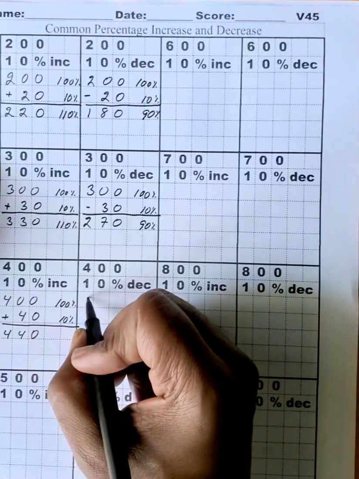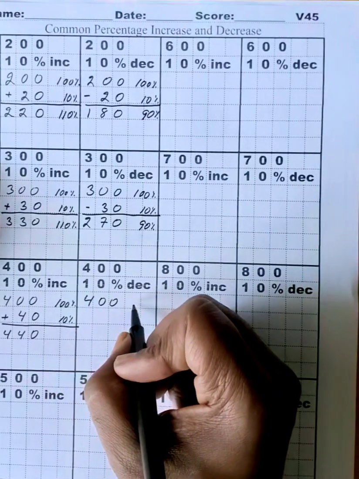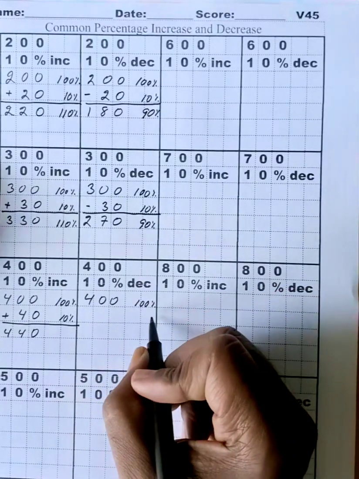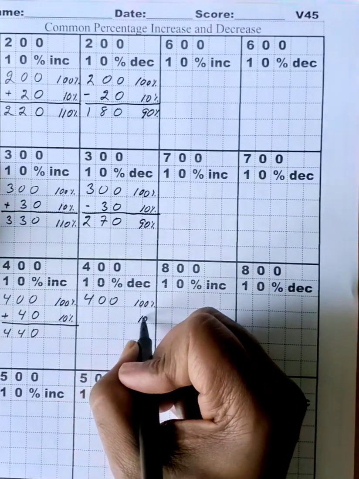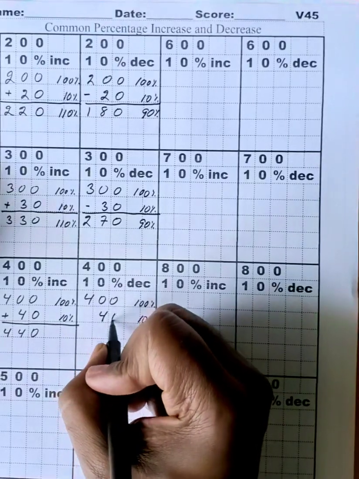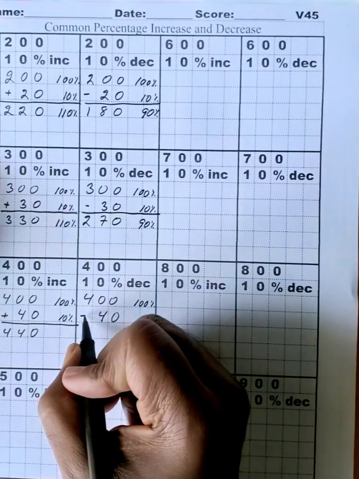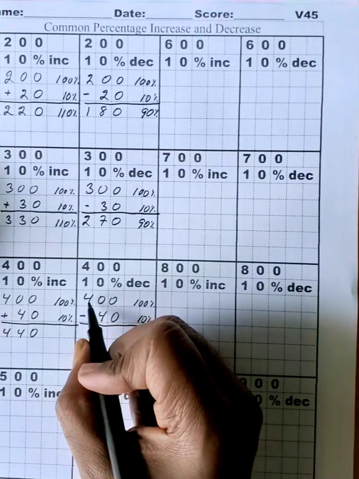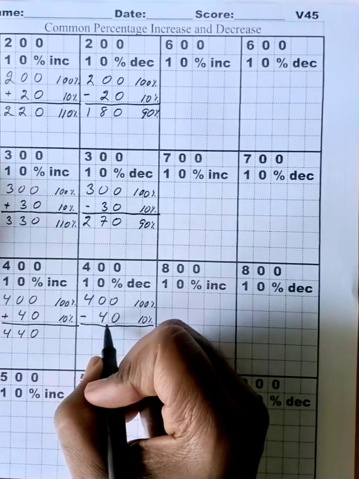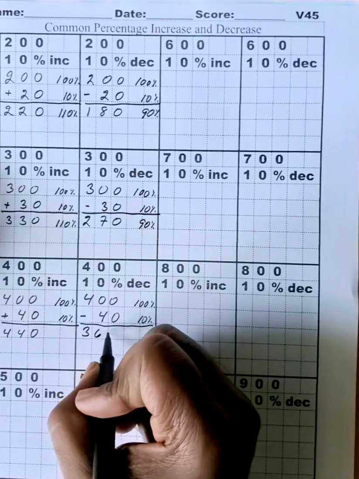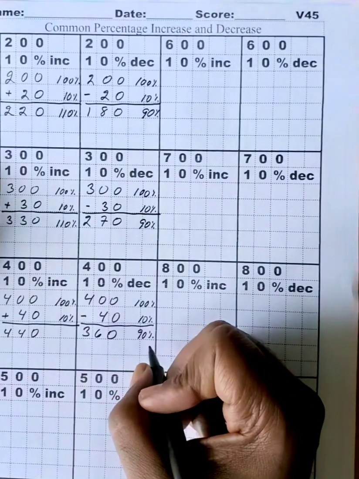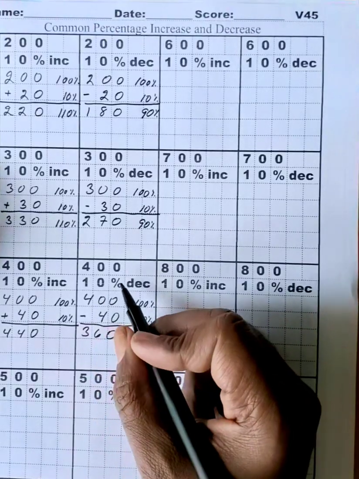Once again, 400 represents the original amount. We'll call that 100%. 10% will be represented by 40. A decrease is a subtraction of the 10%. So 400 minus 40 gives us 360, which represents 90%, which is a 10% decrease in the original.